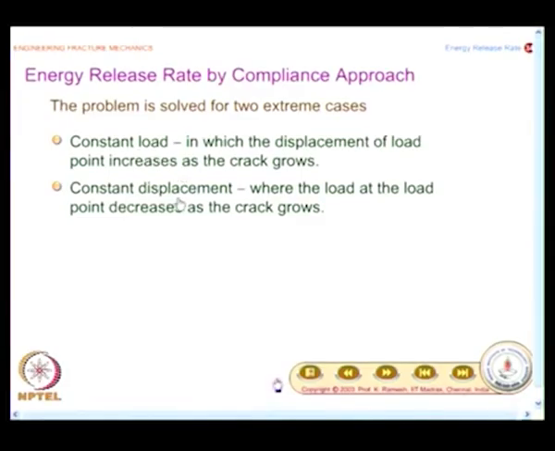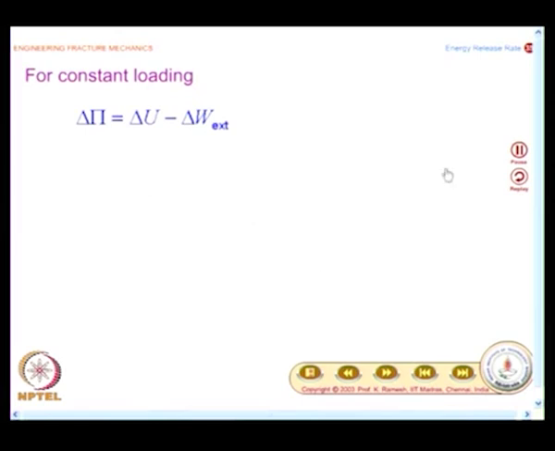In fact, if you have looked carefully, for both the cases of constant load and constant displacement, we finally got the energy release rate as 1 by B du divided by dA. So, mathematically we have already shown the energy availability is the same. We have looked at that from the point of view of potential energy or strain energy. Now, in order to apply the concept of energy release rate to practical problems, Irwin suggested, let us look at compliance. We will get this for constant load as well as constant displacement. Now, let us look at constant loading.